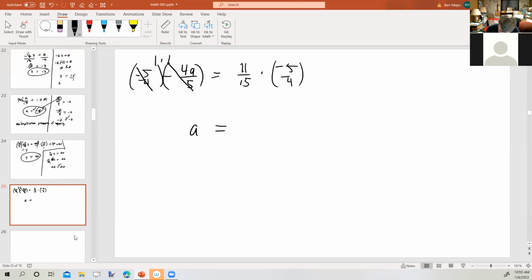On the right side of the equation, negative 5 over 15 is negative 1 over 3. So then I get what? Negative 11 over 12 as my proposed solution.